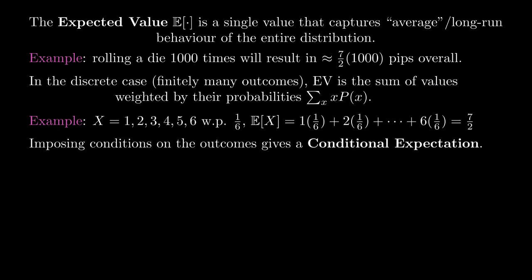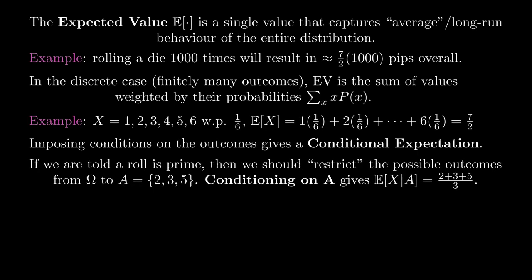Sometimes there are conditions imposed on the outcomes, and in this case we would get what is called a conditional expectation. If we are told a roll is prime, then we should restrict the possible outcomes from the entire sample space to the smaller event A containing outcomes 2, 3, and 5. Conditioning on A gives the expected value of X given A to be 2 plus 3 plus 5 divided by 3, which is the number of elements in A.